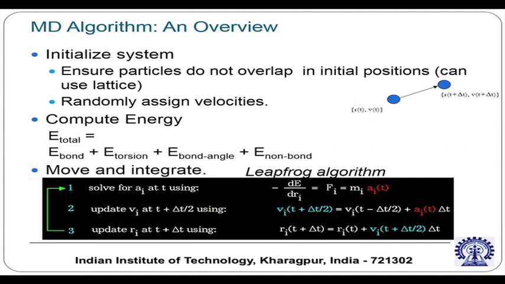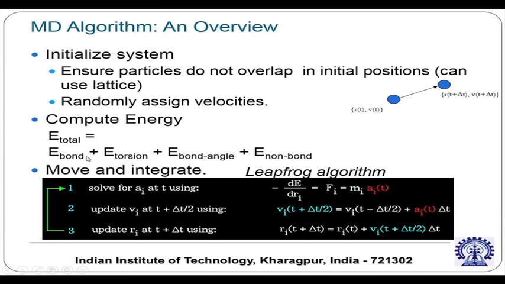So I will first give a summary of the molecular dynamics, and then we will discuss the individual steps in detail. First we initialize the system and ensure that particles do not overlap in initial positions, and we can randomly assign velocities. I will show you how to randomly assign velocities later on, but this is just a summary. Then compute the energy.